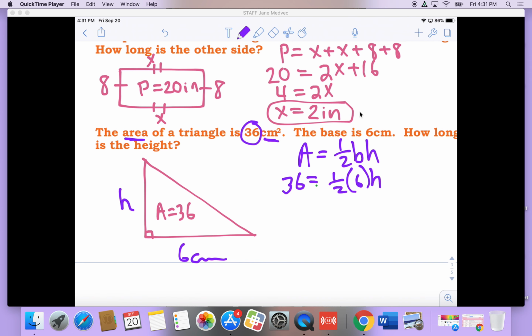Okay, so now what I'm going to do is combine my like terms and make things as simple as possible. So I'm going to make 36 equals 1/2 times 6 is 3, so it's 3h. I'm going to bring those together first. Now I can divide. So I'm going to divide both sides by 3. H gives me 12 centimeters. It's not centimeters squared because that is the height.